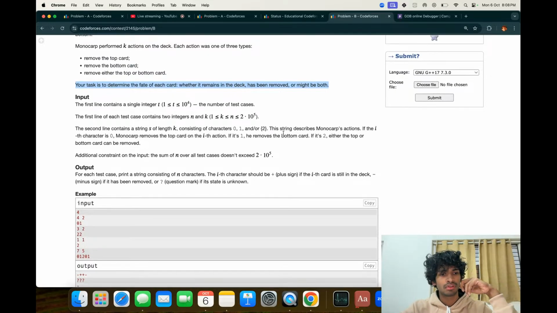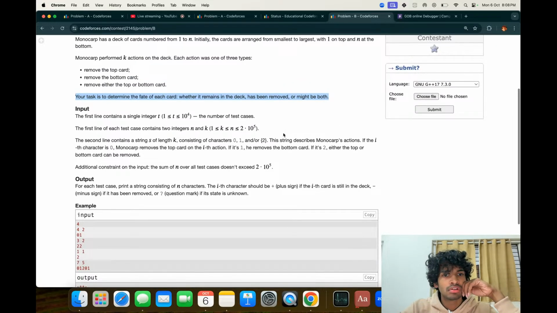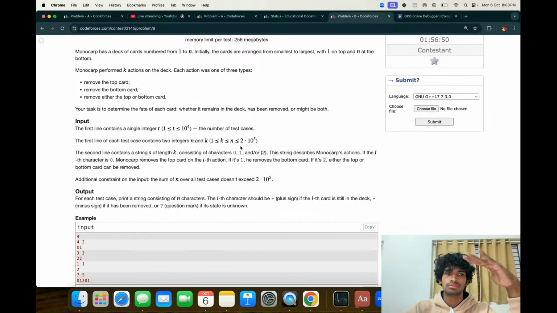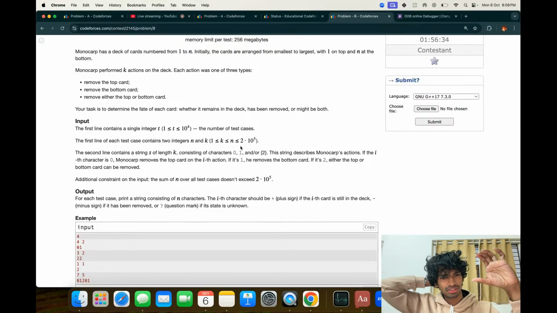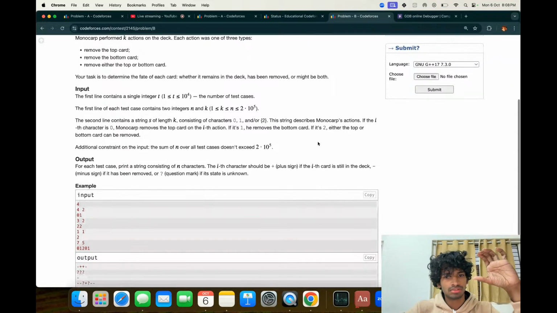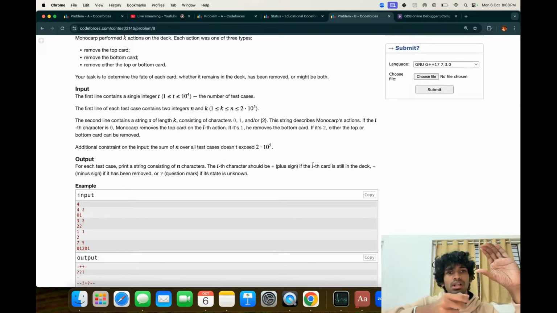Okay, so 0, 1, 2. So we have these things. We know at least this many bottom have been removed, at least this many top have been removed, and the remaining things are like a variable, right? So top removed, bottom removed, in between you have some variable. That variable number could be from the top, or from the bottom.